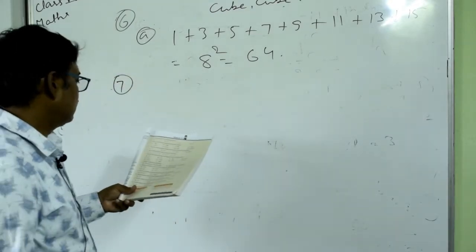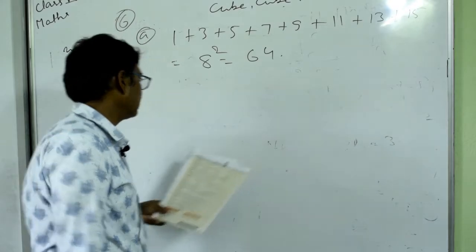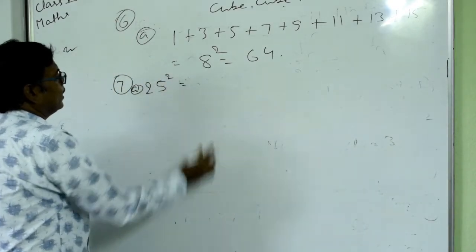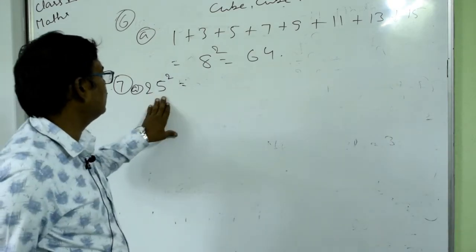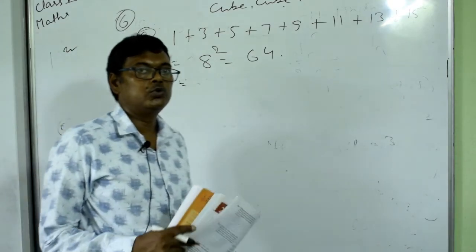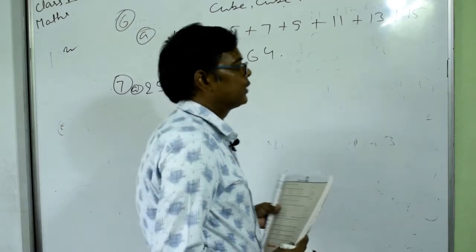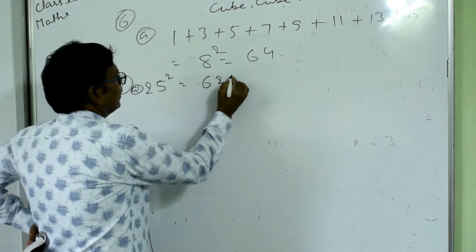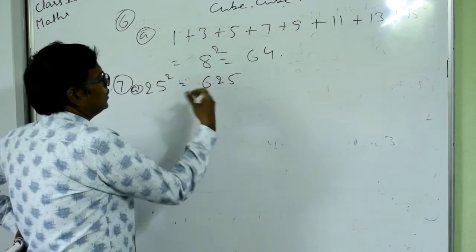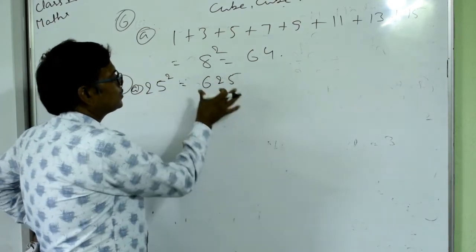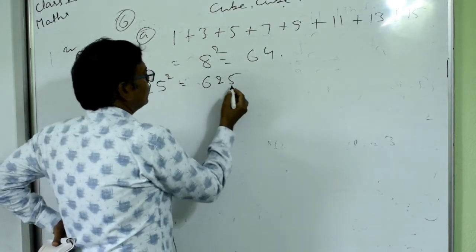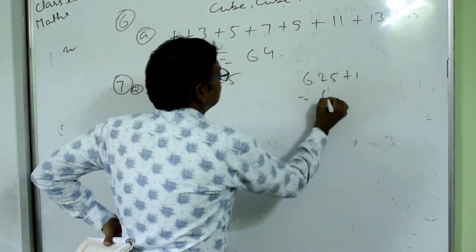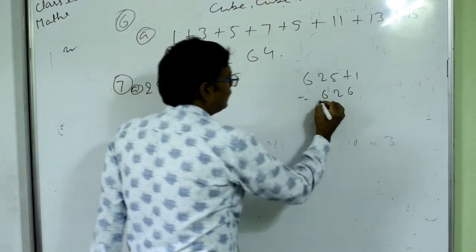And question number 7. Question number 7 is here. You have to express 25 square as the sum of two consecutive numbers. Okay, so first you know 25 square is what? 625. Okay, and just increase this number by 1 or decrease this number by 1. Suppose you increase this number by 1, that is 625 plus 1, it will be 626, and divide this by 2.